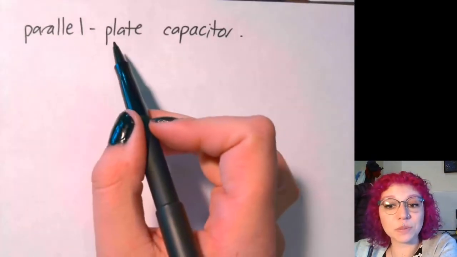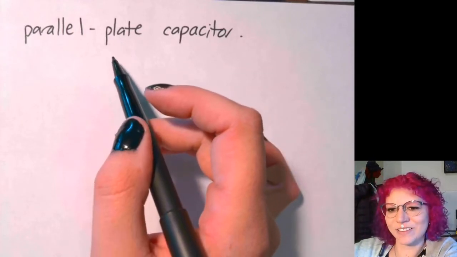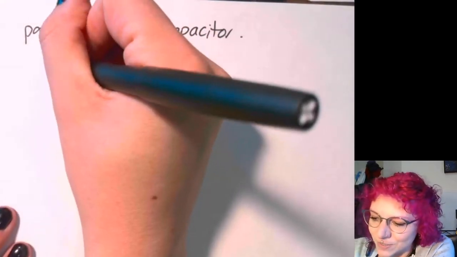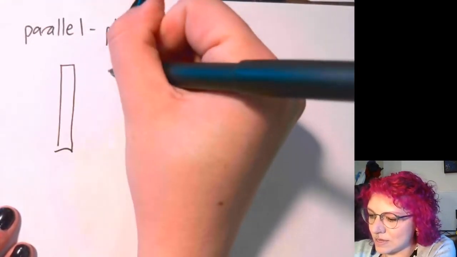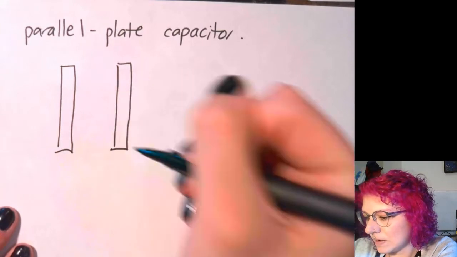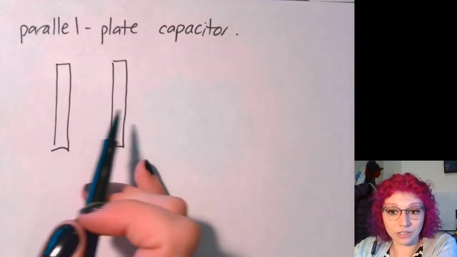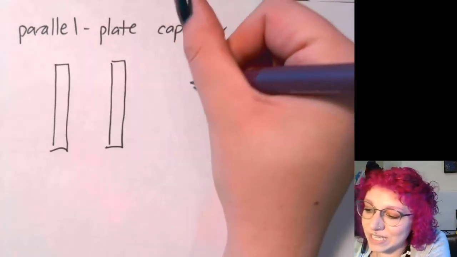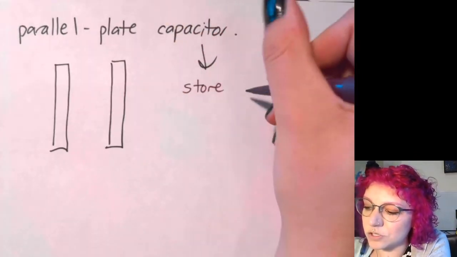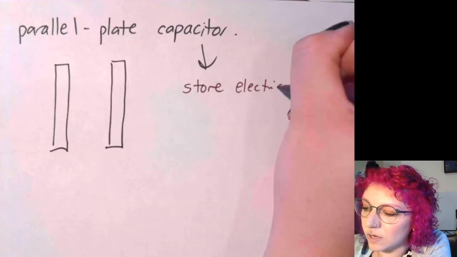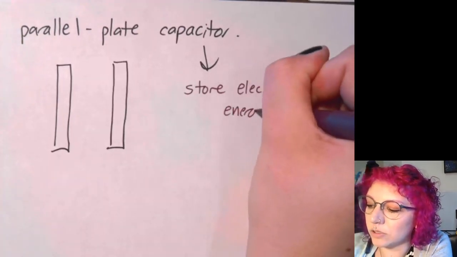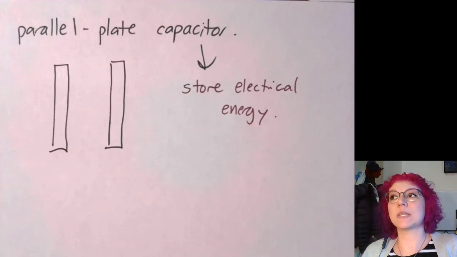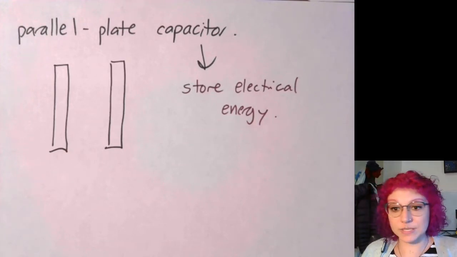When we say parallel plate, you could imagine there might be two parallel aspects to this. What this looks like is this. We have two parallel plates, and a capacitor is able to store electrical energy. You see these on circuit boards. They are used in their designs.